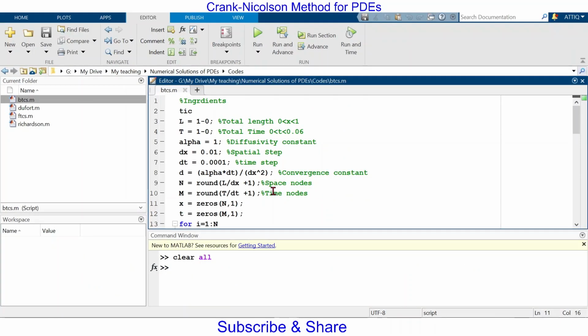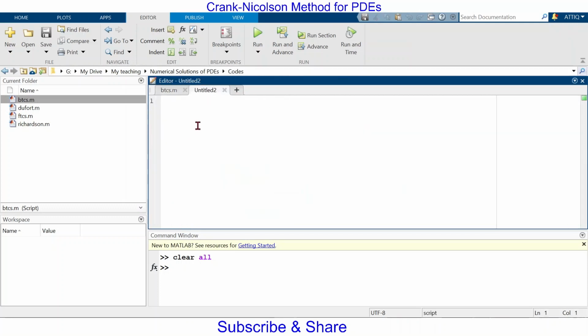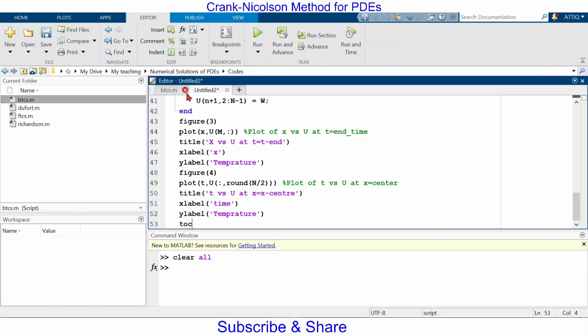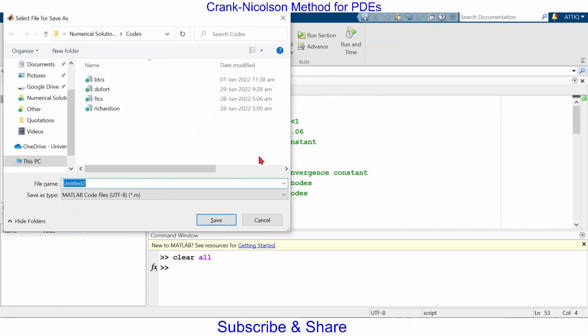Let's start formulating the code of the Crank Nicolson method. To formulate the code, I am copying the code of the BTCS method because it is also an implicit method, and it will help us a lot and save our time. So I'm just copy pasting it, saving it as, for example, crank.